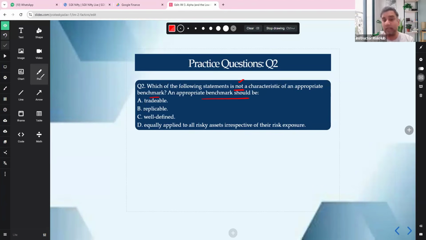Appropriate benchmark should be actually tradable, right? But we are looking for not. So this gets cut. Applicable, yes. Well defined, yes. Equally applied to all risky assets, irrespective of the risk exposure. No, we don't want equally applied, right? So D is the answer.